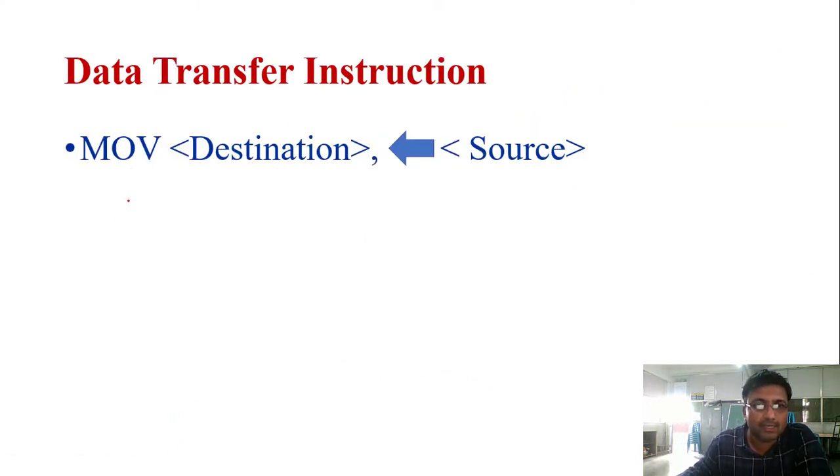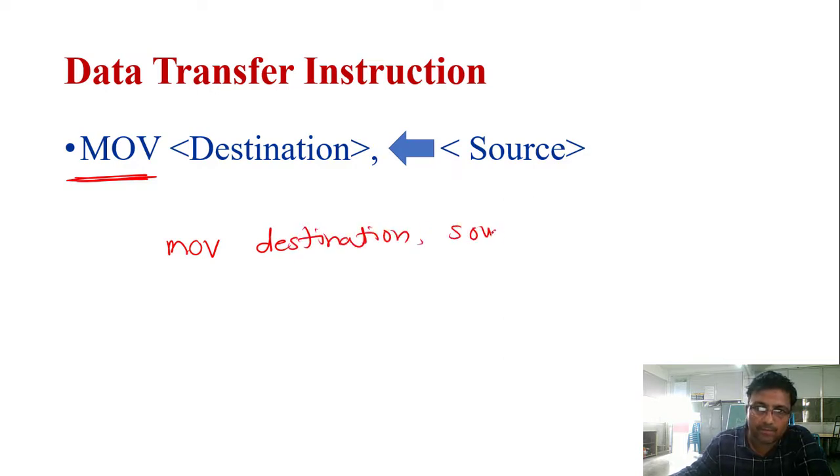So what is the syntax for a data transfer instruction? Move is the instruction which is very commonly used for data transfer, and the syntax for that is we need to write move as a keyword, then we need to specify the destination and then a comma with the source.